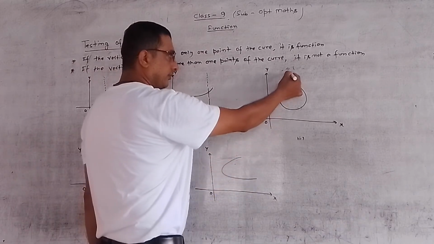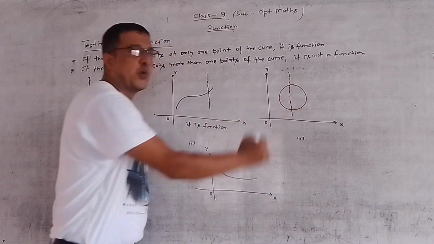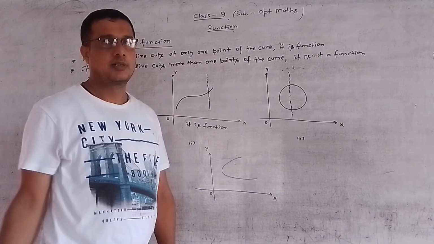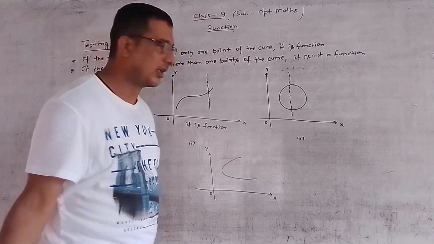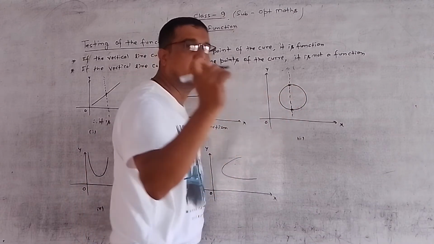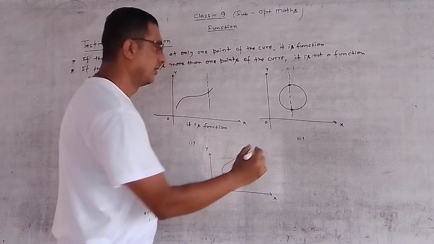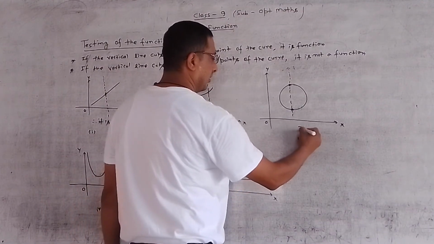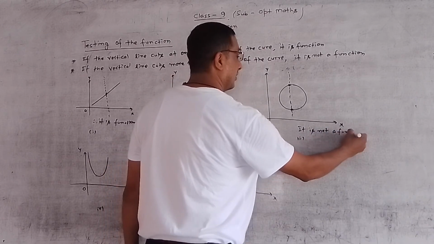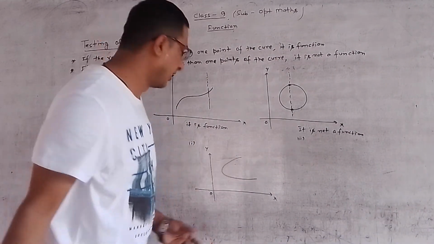Here it is. This intersects at 2 points. So the given curve does not represent a function. Here and here. If it intersects at more than 1 point, then it is not a function. So the given curve does not represent the curve of a function.